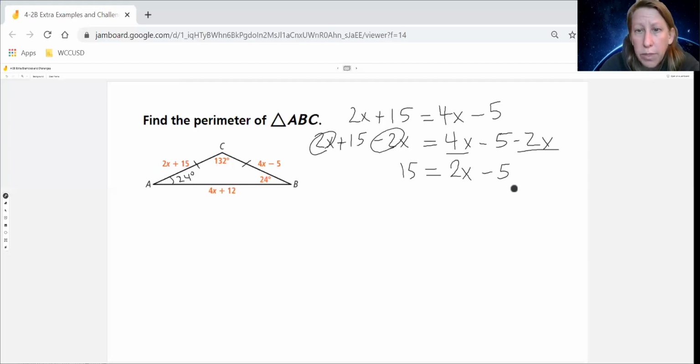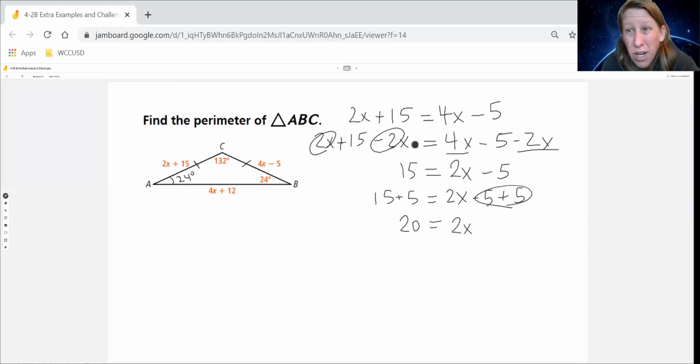Okay, and then from here, I'm going to add 5 on both sides. So I'm going to do 15 plus 5 is the same as 2x minus 5 plus 5. There's my 0 pair, it goes to 0. So 2 times some number is 20. Sometimes from there I can do it in my head. 2 times what makes 20? 10. Okay, or you can show the work the traditional way, which is to say 2 divided by 2 is 1. 20 divided by 2 is 10.